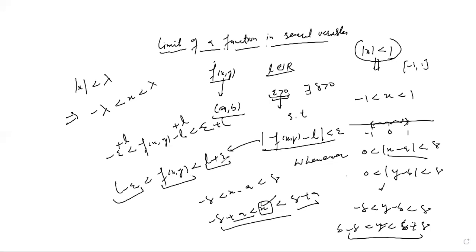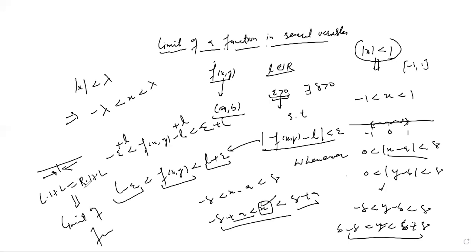This is the definition of limit in single variable. But in single variable, there are only two directions. One is right hand, another is left hand. Then you are saying that if left hand limit is equal to right hand limit, then the limit of a function exists.